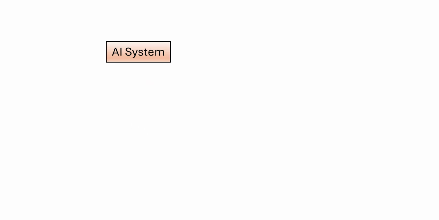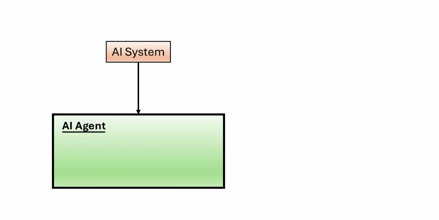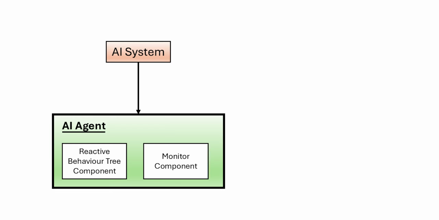To kick things off, we're going to take a look at the architecture for this approach. So, we have AI systems, and these plug into our agents. But in a reactive behaviour tree architecture, an agent consists of a couple of components. It has a reactive behaviour tree component and a monitor component. The monitor listens for events and determines how the agent will respond.